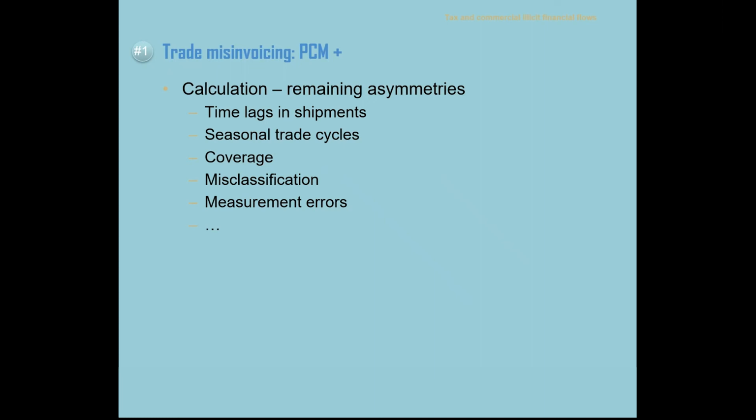Other sources of discrepancies, we have mentioned the coverage issues, the misclassifications, the measurement errors, the undervaluations, and so on. So these are all valid reasons for asymmetries, and as much as possible, we are to include and involve national experts in the customs to address those, to try and identify them, and of course, remove them from our calculations for the illicit financial flows.